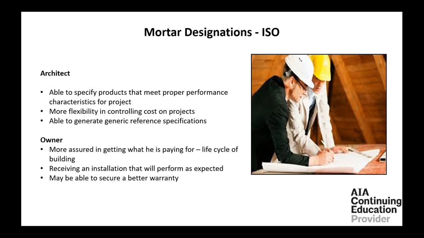It gives the architect a lot more flexibility in controlling the cost because, again, it's very project specific and able to generate generic reference specifications. In other words, just calling it out by ISO designations or ANSI designations, with mortar 118.4 F for a fast setting latex modified mortar. For the owner, it gives them a little bit of assurance that they're getting exactly what they paid for, that the components are really geared to work together for this specific project. To really receive an installation that will perform as he fully expects, and a very good chance he can secure a better warranty.